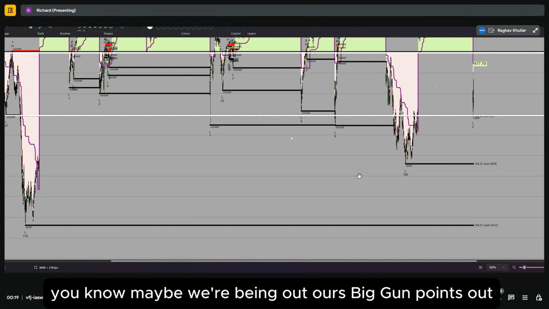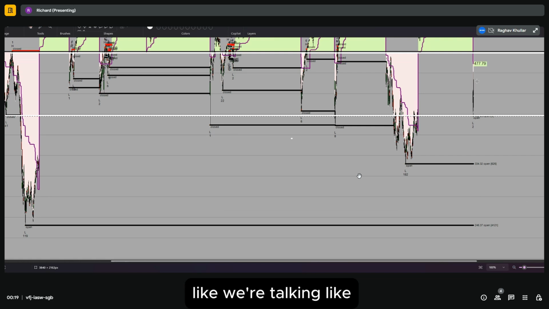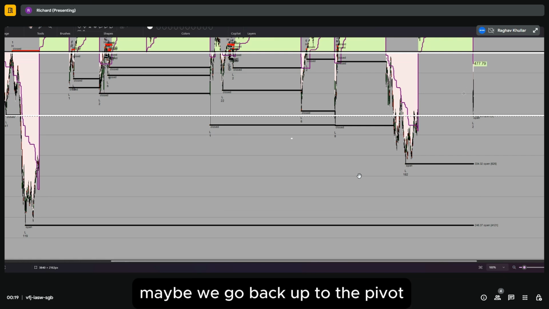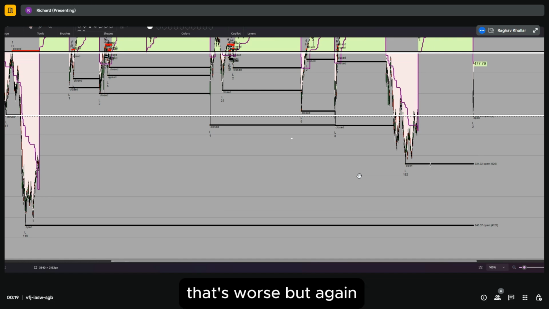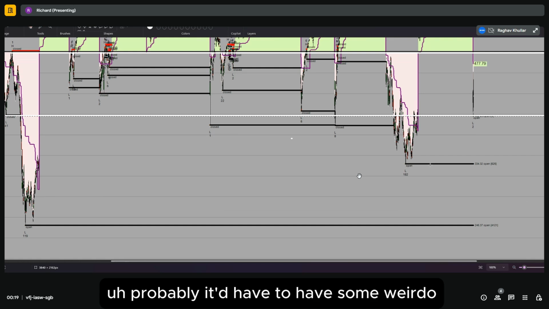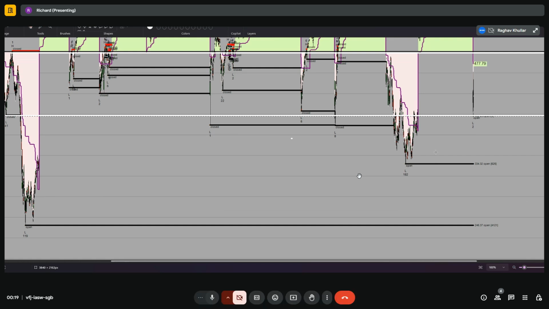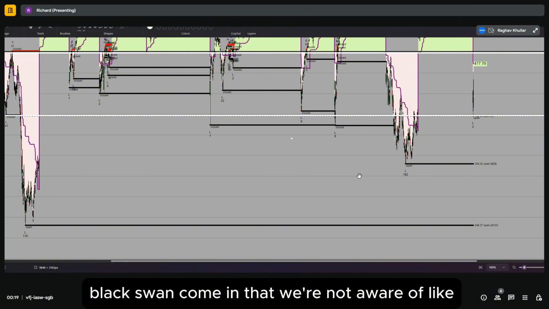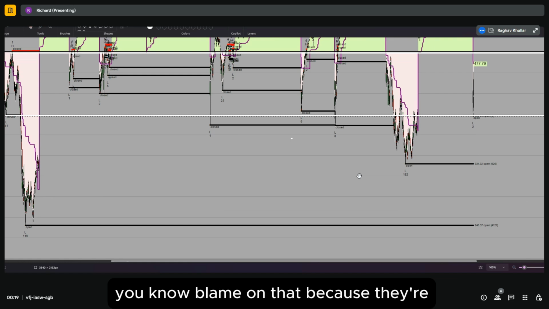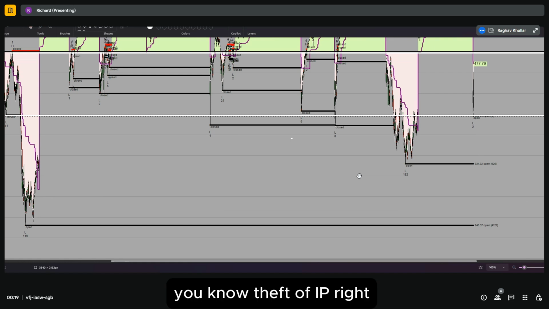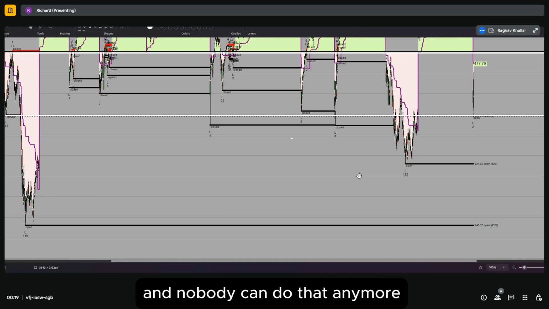Maybe we're V-ing out, or as Big Gun points out, maybe we go back up to the pivot and then something else comes in and we roll back down that's worse. But again, the tariffs are kind of artificial. So probably it'd have to be some weirdo black swan that we're not aware of, like the Nvidia thing Big Gun's mentioning, blamed on theft of IP, right? And nobody can do that anymore.